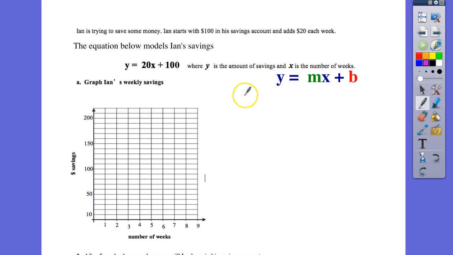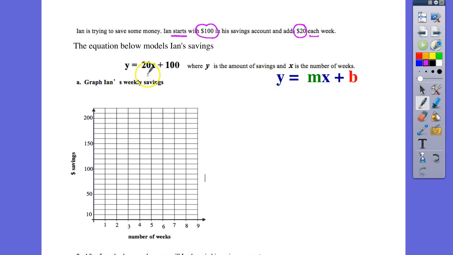We have a word problem over here. Let's use this word problem to graph a linear equation. Ian is trying to save some money. Ian starts with $100 in his savings account and adds $20 each week. The equation below models Ian's savings: y equals 20x plus 100, where y is the amount of savings and x is the number of weeks.